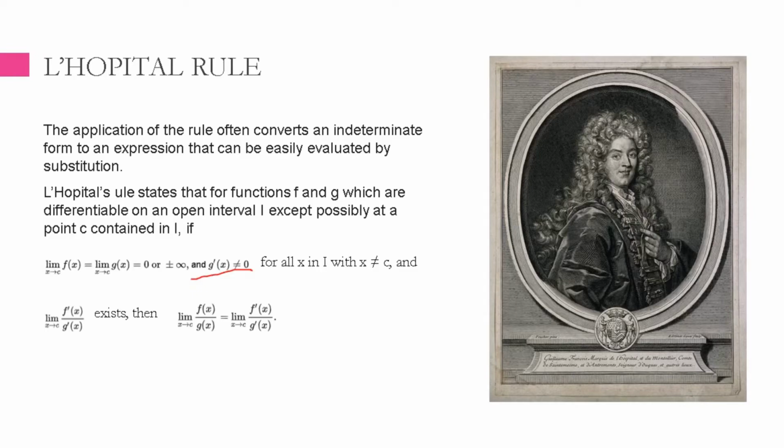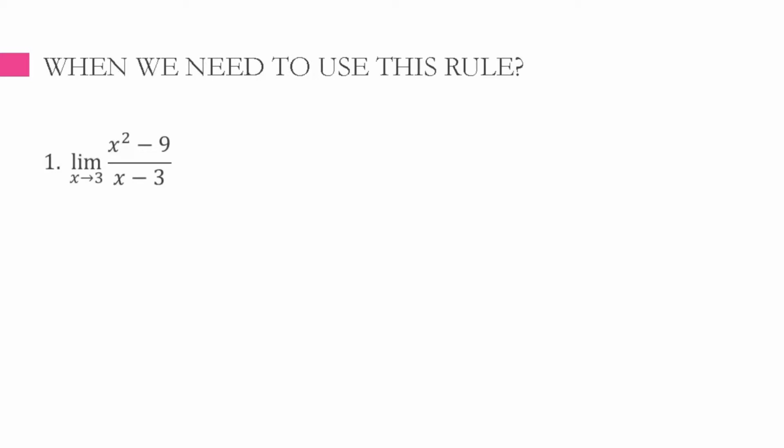for all x in I with x different than c, and the limit of the derivative of the function f divided by the derivative of the function g as x tends to c exists, then the limit of the division of the two functions as x tends to c will be equal to the limit of the division of the derivatives of each function as x tends to c.